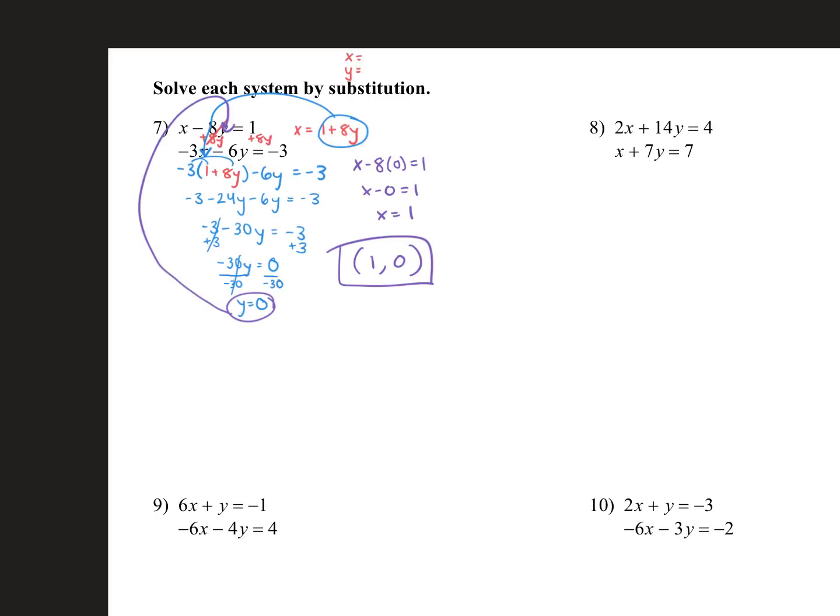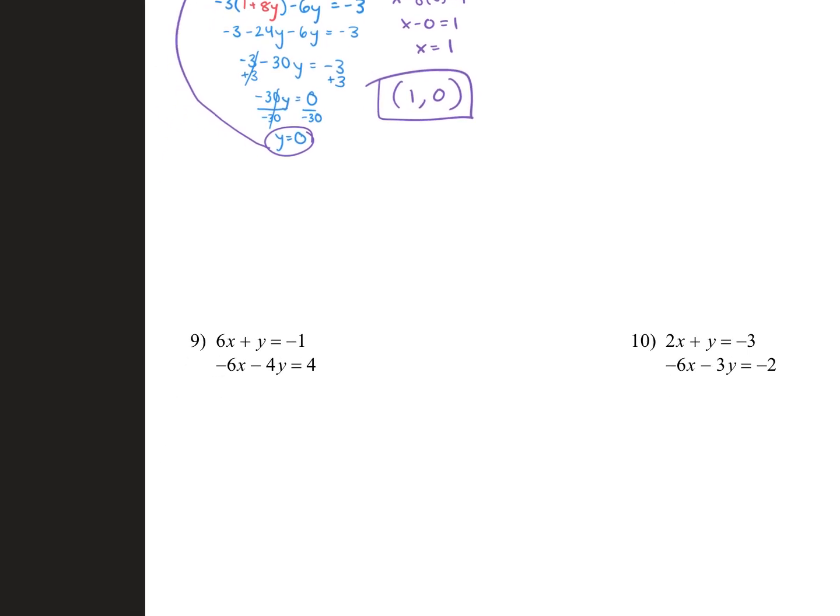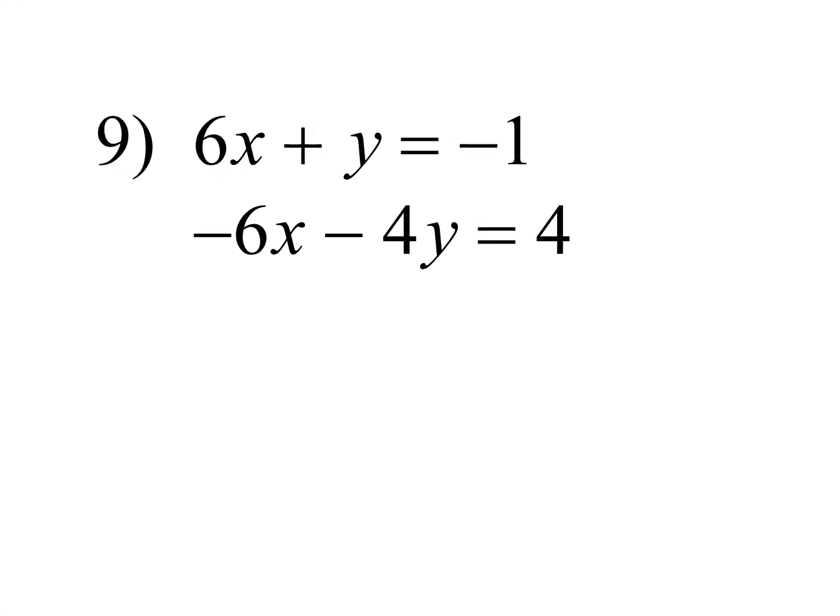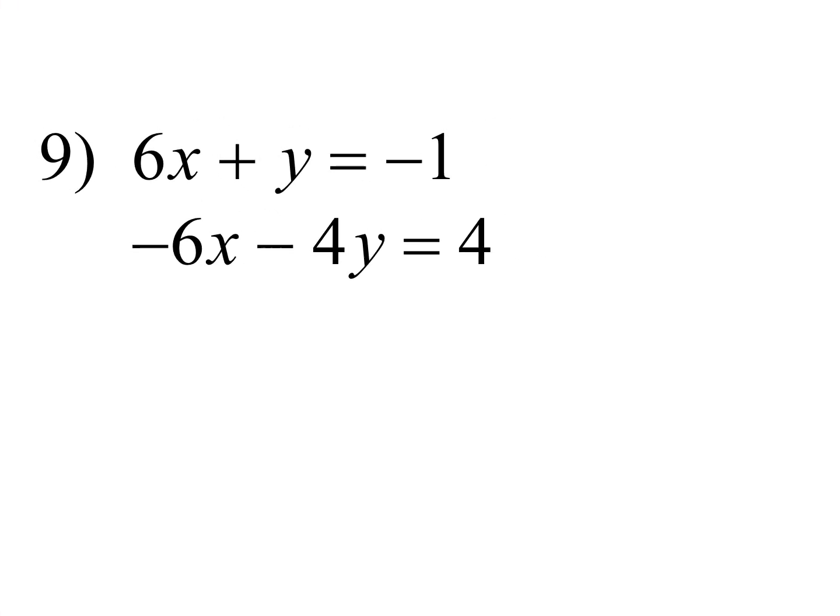So here we have to solve using substitution. For substitution, we need to isolate one of our variables in one of the problems. So let's do number 9. Do we have an x equals or y equals? No, so we've got to make it. What do you want to make it, x equals or y equals? Y. We want to make it y equals.